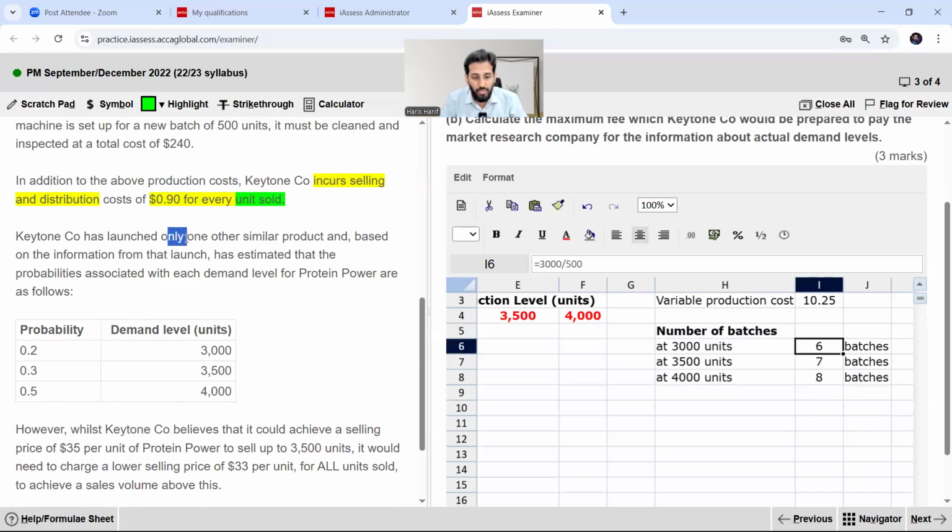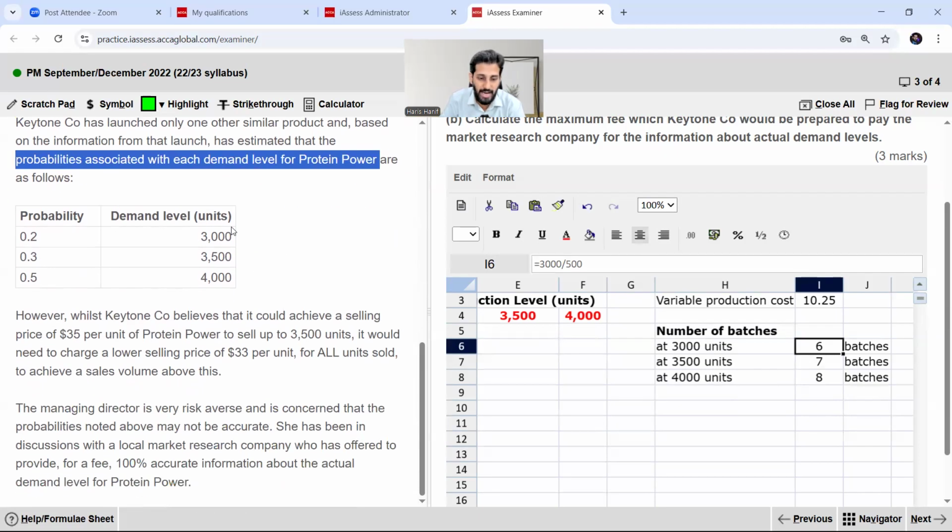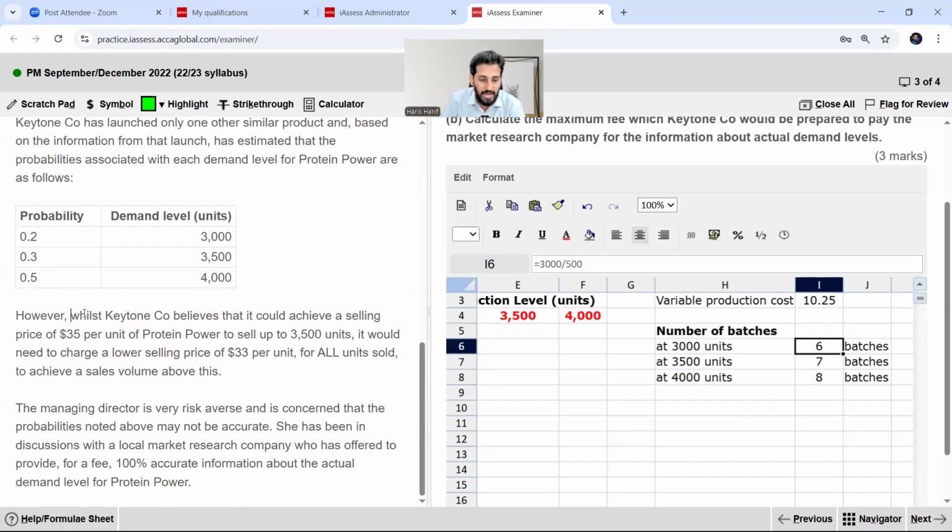KeyTone has launched only one other similar product, and based on the information from that launch, has estimated the probabilities associated with each demand level for protein as follows. Okay, I have accounted for this. However, while KeyTone company believes that it could achieve a selling price of 35 per unit to sell up to 3500 units, the selling price would be $35, right?